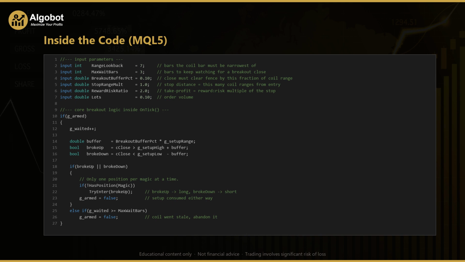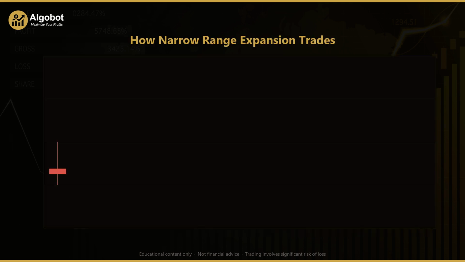Inside TryEnter, which isn't shown here, the stop and target are computed from the coil range exactly as we described. It's clean, readable, and entirely driven by price. Let's bring it all together on the chart. On screen, you can see price moving along, with two horizontal lines marking the breakout fence, which is the high and low of the narrow range coil bar.